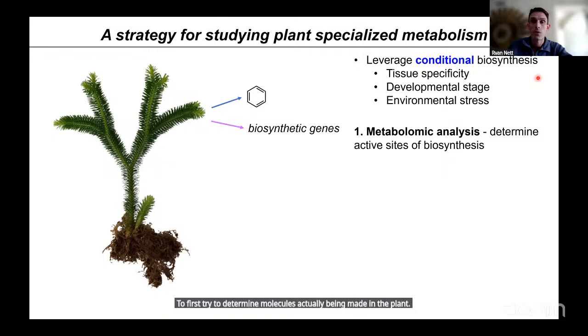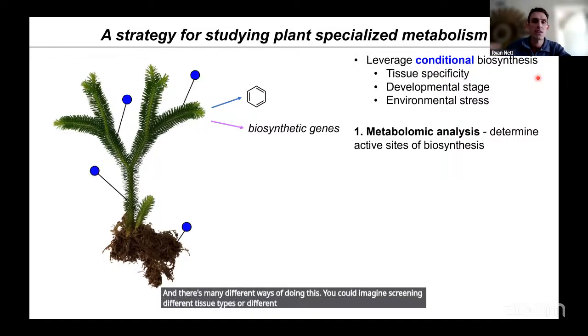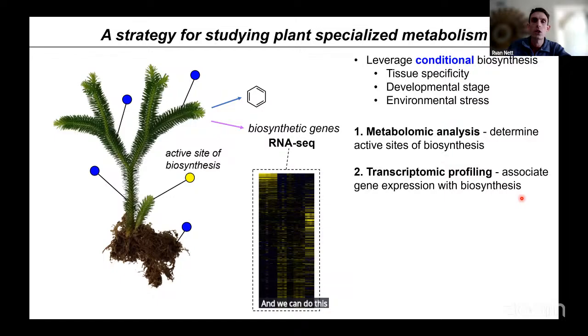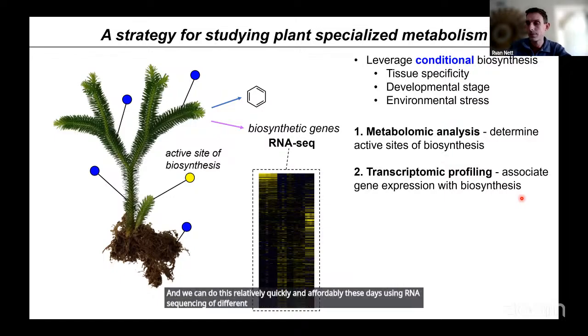And there are many different ways of doing this. You could imagine screening different tissue types or different conditions until you can actually find the site where your molecule is being made. And once you have this information, you can then pair it with transcriptomic profiling to try to associate gene expression with the actual production of your molecule. And we can do this relatively quickly and affordably these days using RNA sequencing of different tissues in our plant.